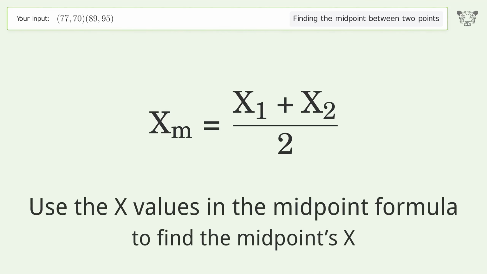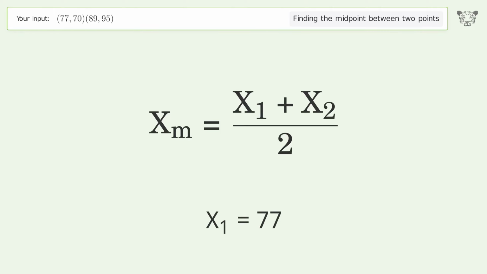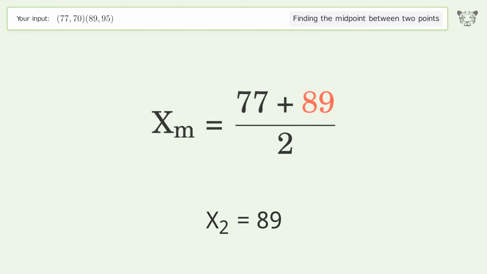Use the x values in the midpoint formula to find the midpoint's x. x1 equals 77. x2 equals 89. Simplify the arithmetic.